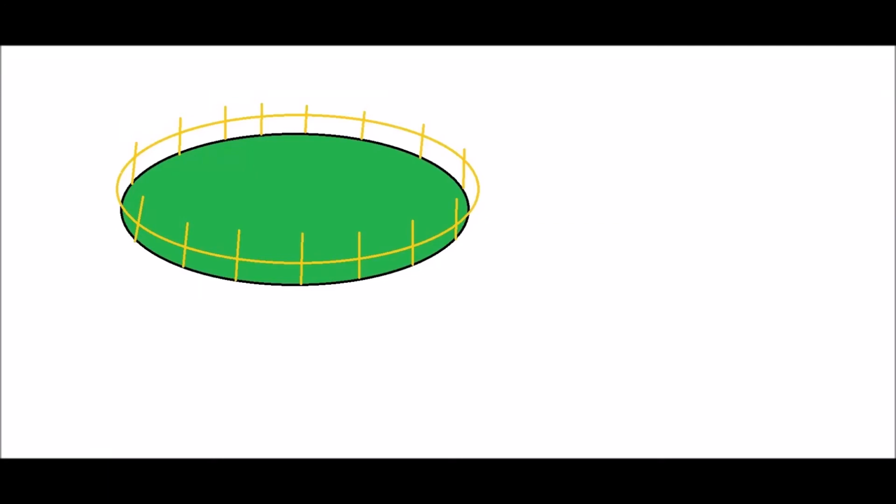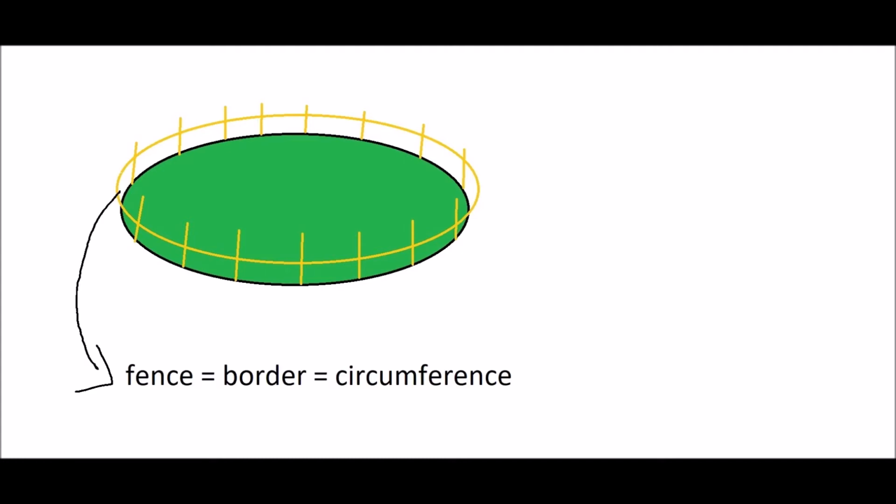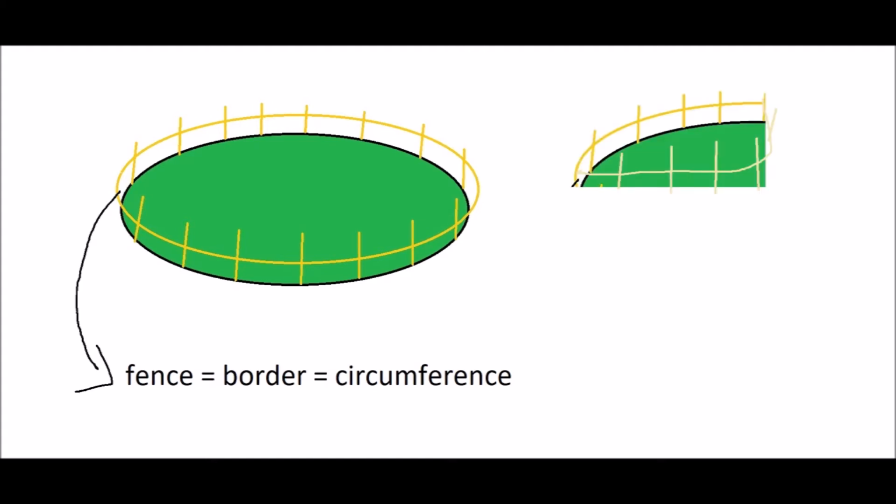Let's remember about this field, circular field. Now, if you have a border or fence around it, we call that the circumference. But if we cut it into 4 parts or a quarter of it, and we put fences around it too, we call that the circumference too. And remember, circumference is only the lines or the border around a shape.